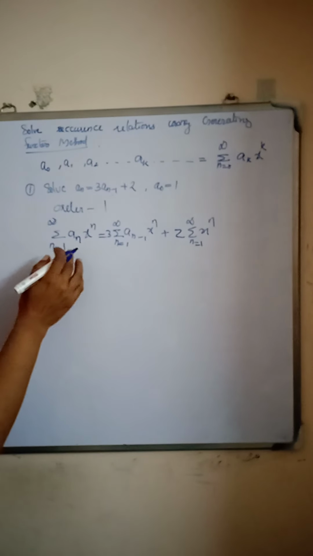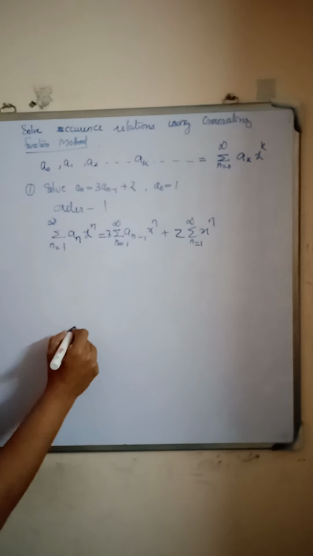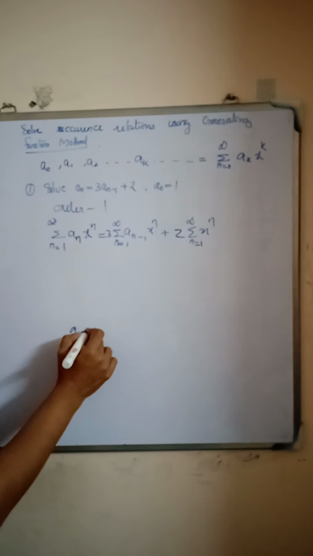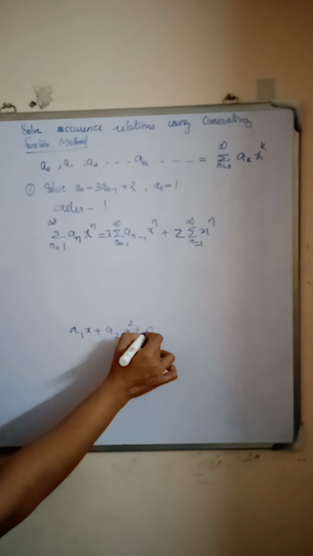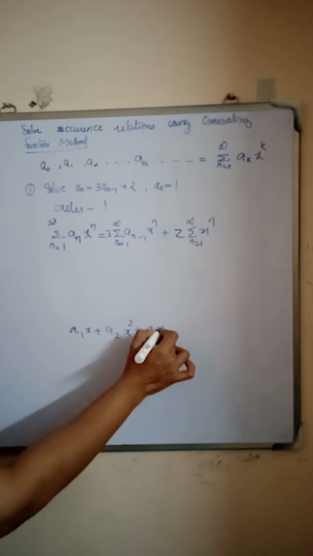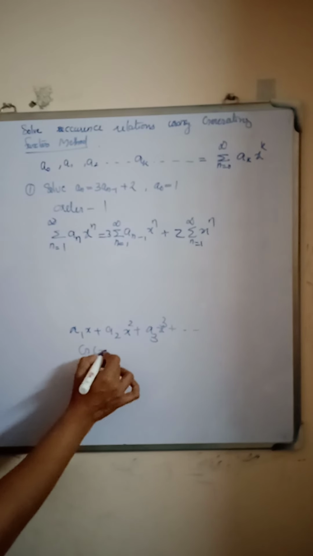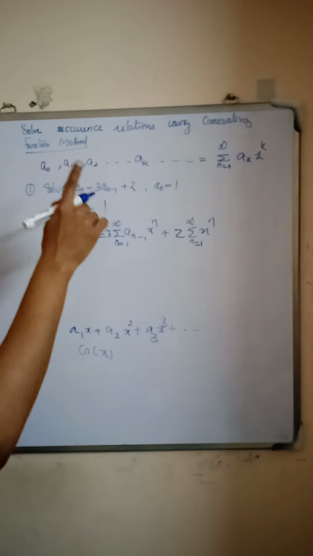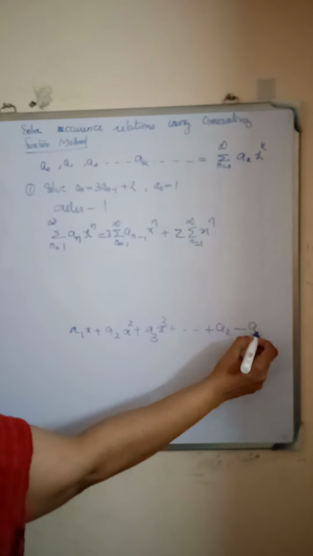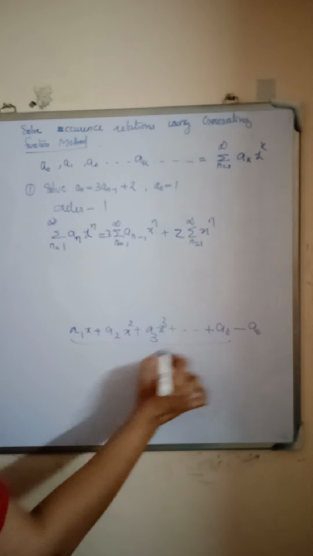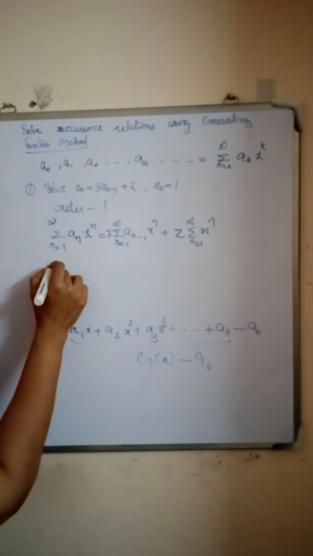What is sigma n is equal to 1 to infinity an x raised to n? When n is equal to 1 it is a1 x, when n is equal to 2 it is a2 x square, when n is equal to 3 it is a3 x raised to 3, plus etc. What is g of x? It is a0 plus a1x plus a2x square. If we add a0 and minus a0, then we get this term as g of x minus a0. So our left side is g of x minus a0.